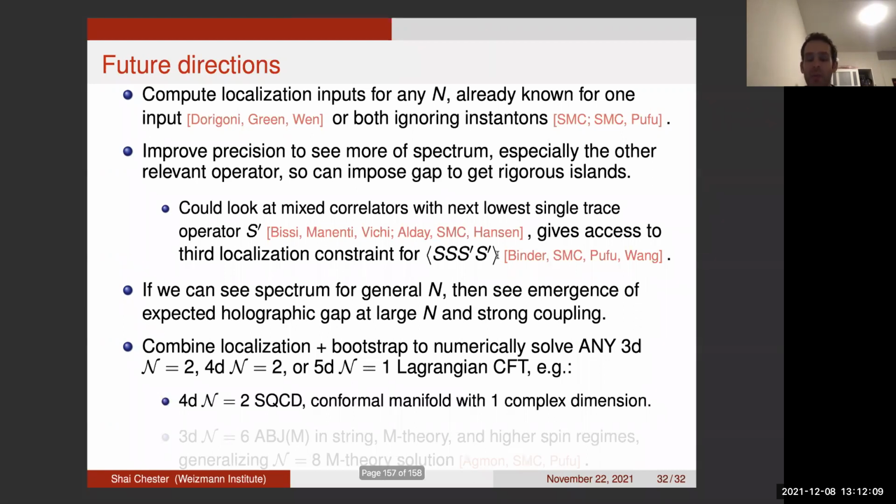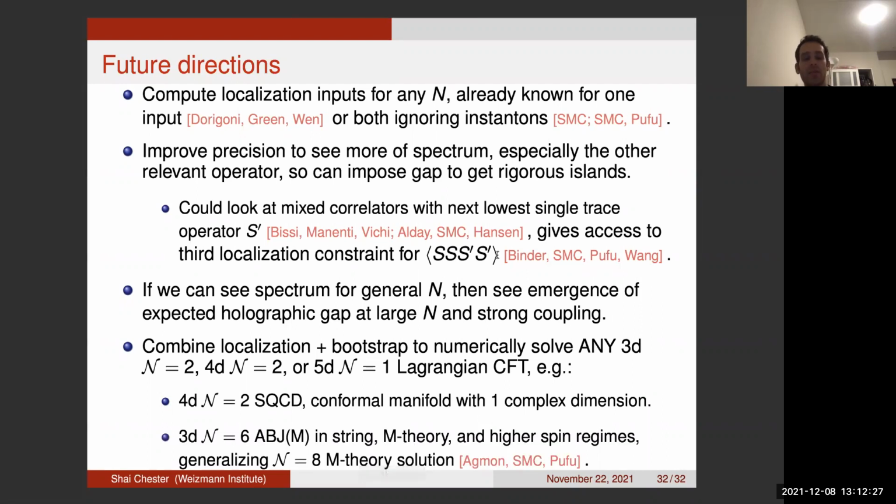And so the same way that we are very close to solving the n equals 4 conformal manifold, we could do it, for instance, for the 4D n equals 2 SQCD theory, which also has a one-dimensional conformal manifold. That's something I'm looking into at the moment, because in that case, localization is understood. You can also just compute the instantons concretely.